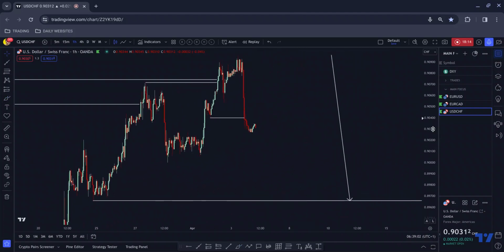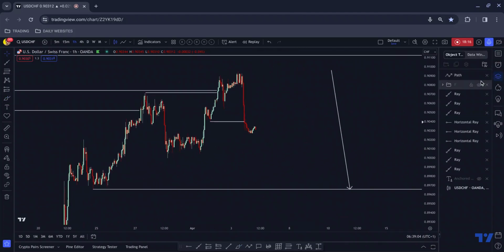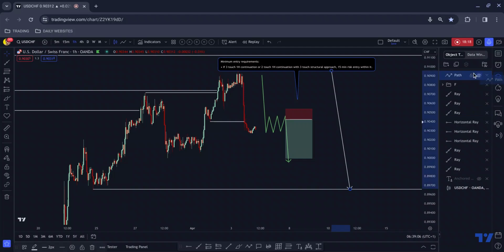Okay, so what I'll be looking for in this instance is the following. I'll be looking for, once again, a 3-touch 1 hour continuation with a 2-touch, or a 2-touch 1 hour continuation with a 3-touch structural approach. And then I would look to get short with a risk entry within it.